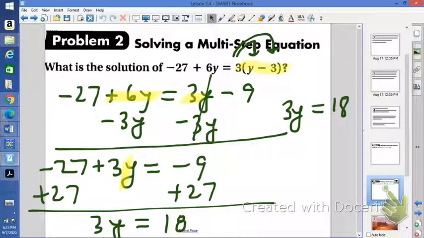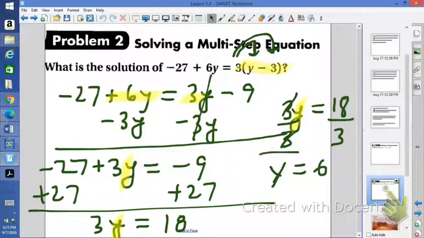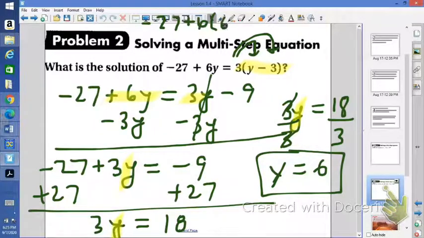Okay, we still do not have y by itself. We have 3 times y. So what undoes multiplication? What's the inverse operation? It's division. So we've got to divide by 3. So 3 divided by 3 is 1, or just y. So we have y equaling 18 over 3, which is 6. And that's our answer.